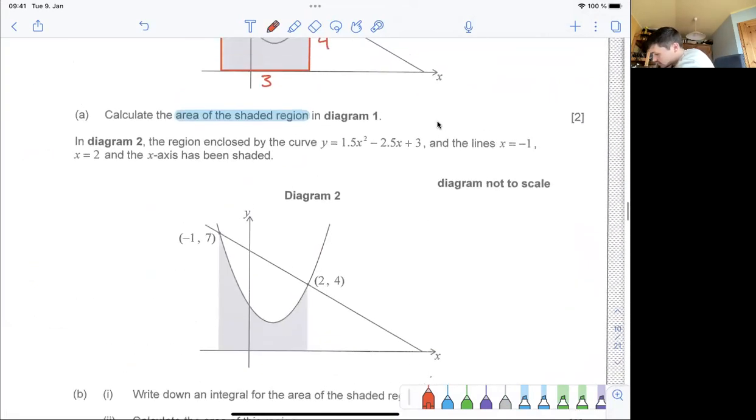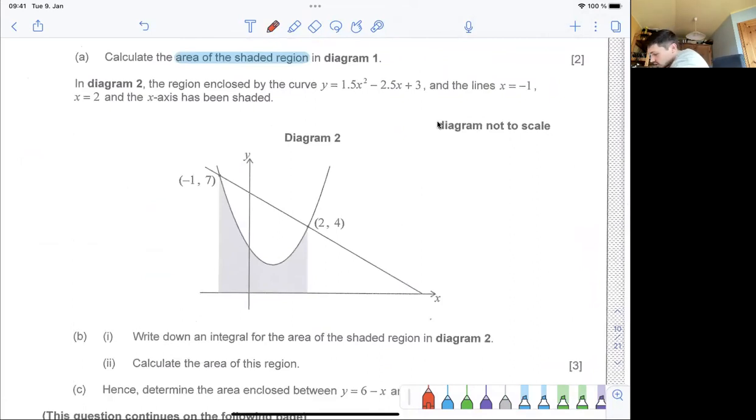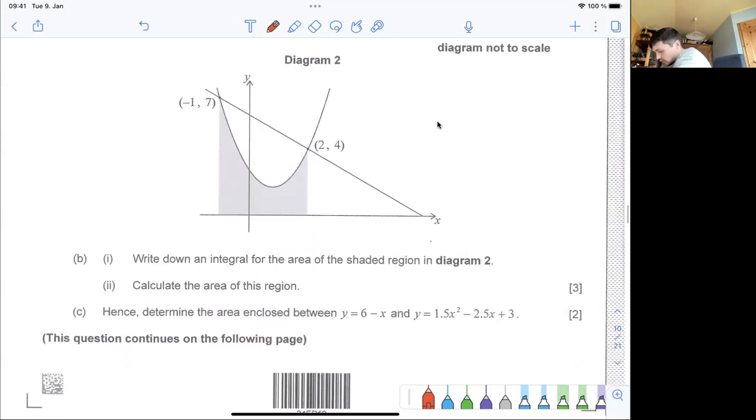What have we got? In diagram 2, the region enclosed by the curve y equals 1.5x squared minus 2.5x plus 3, and the lines x equals negative 1 and x equals 2, and the x-axis has been shaded. Right, okay. Part B1, or I, write down an integral for the area of the shaded region in diagram 2.